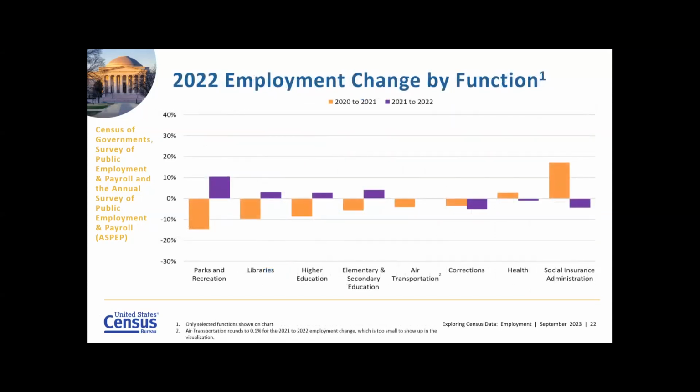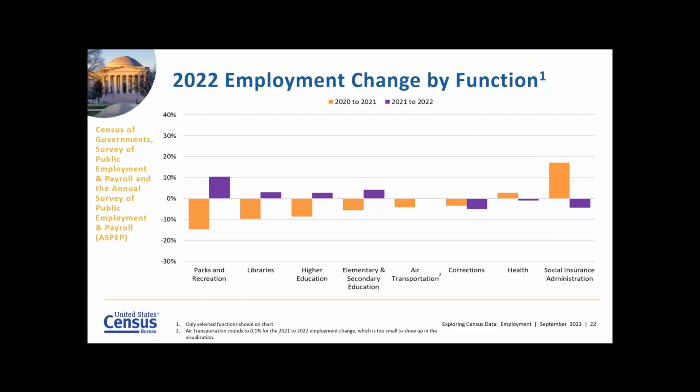Now, we're going to look at the employment change by function over time. The orange bars are going to be showing you the change in employment from 2020 to 2021. The purple bars will show the change of employment from 2021 to 2022. Keep in mind, these are just selected functions that are chosen for this chart, just based on what we thought were interesting to show.